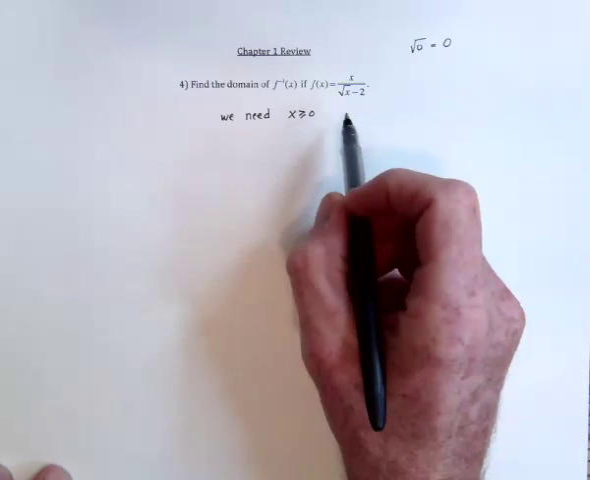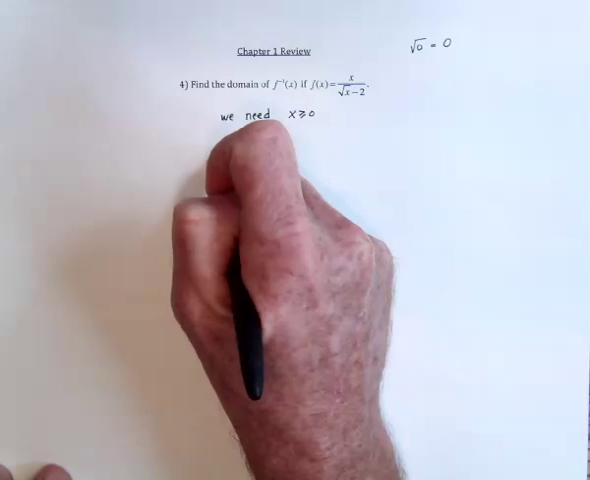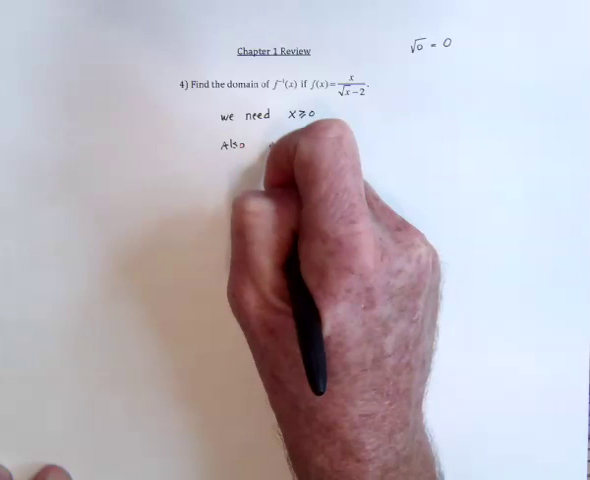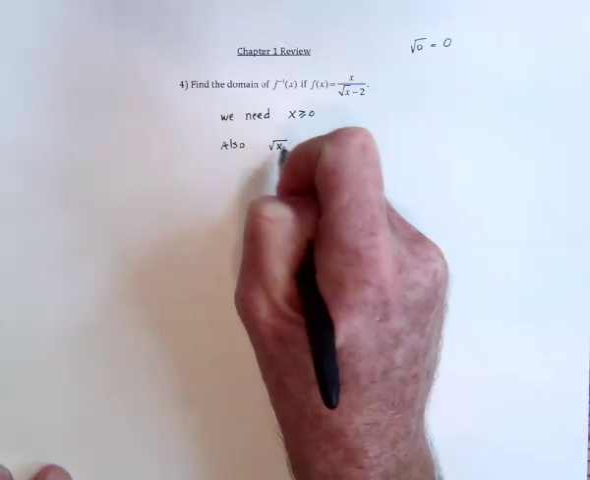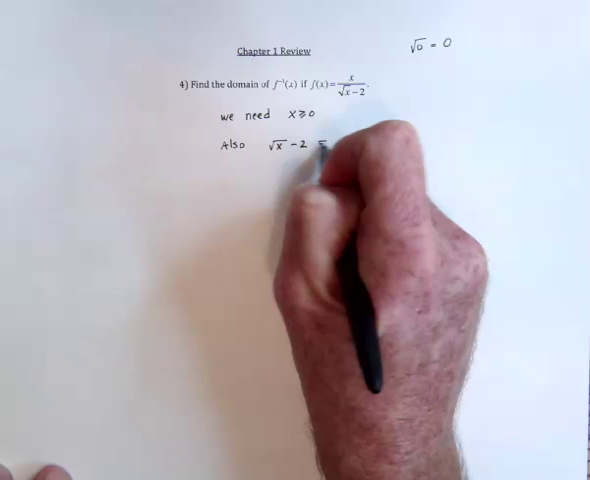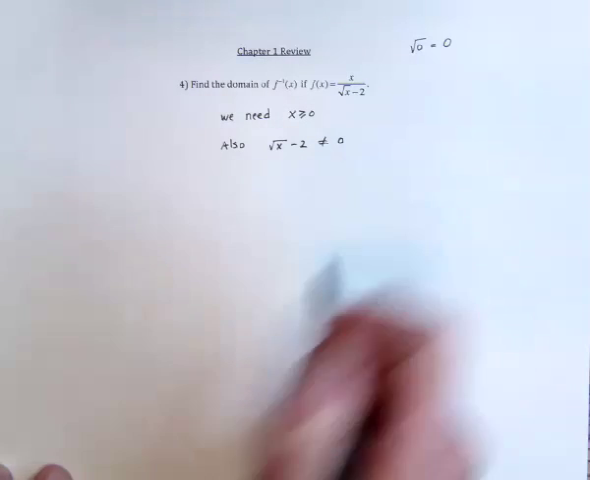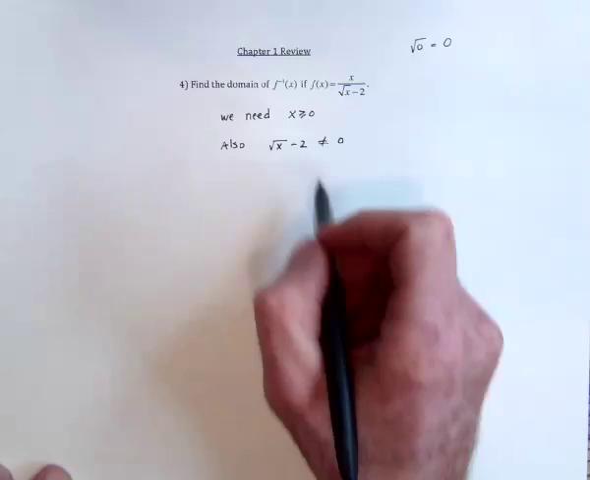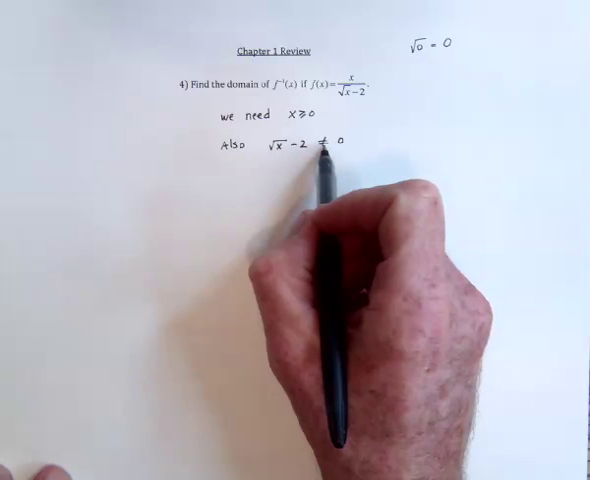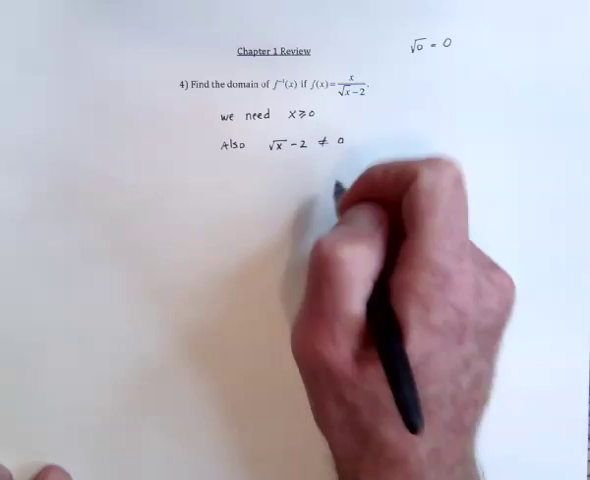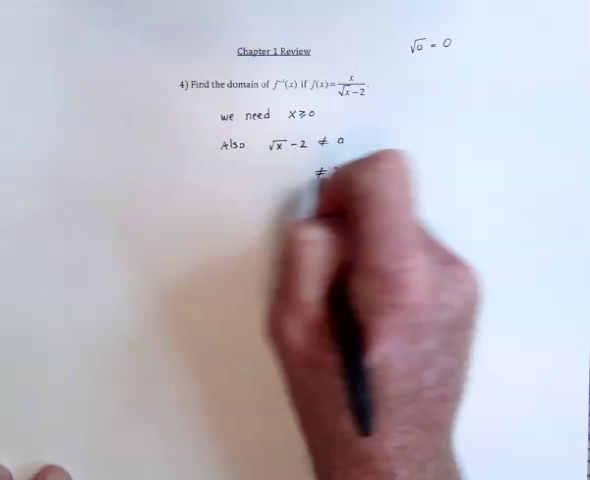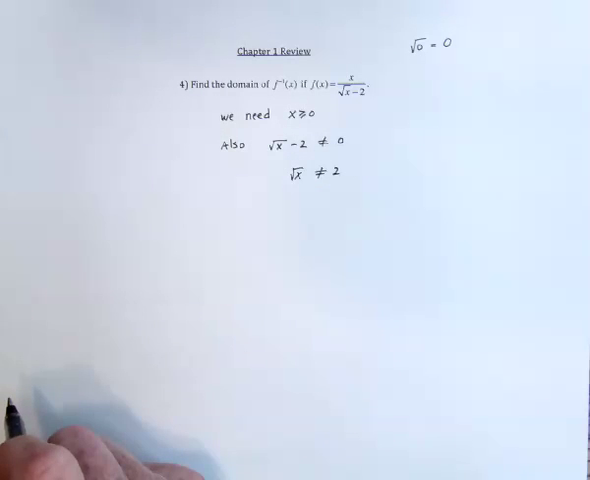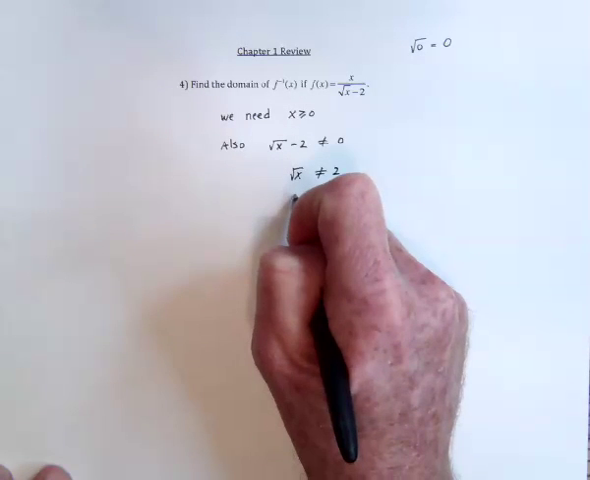We've also got the idea that you can't divide by 0, which means that the denominator, square root of x minus 2, cannot equal 0. And then solve for x. So you can solve a not-equality just like an equality. Add 2 to both sides, and then square both sides to get rid of the square root.